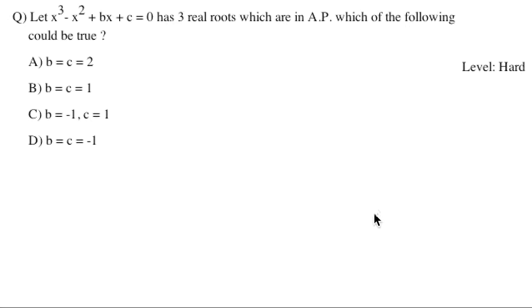We're looking at another question from the topic quadratic equations. The question states: let x cube minus x square plus bx plus c is equal to 0 has three real roots which are in AP. We have to find which of the following could be true. So pause the video, try it yourself. In case you don't get it, then look at the solution.